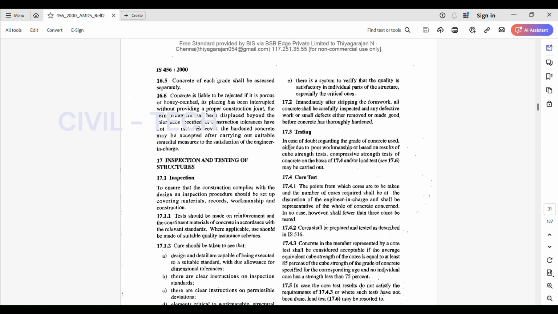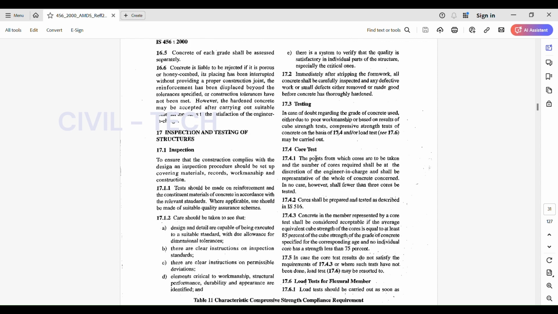In that, in case of doubt regarding the grade of concrete used, either due to poor workmanship or based on results of cube strength tests or compressive strength tests of concrete on the basis of 17.4, a load test may be carried out. If we are not satisfied with our compressive strength in cubes and we have some workmanship doubt in the structure, we can go for a core test. The core test is known as a destructive test. So we can destruct the structure and get the core and get the results from the core itself.